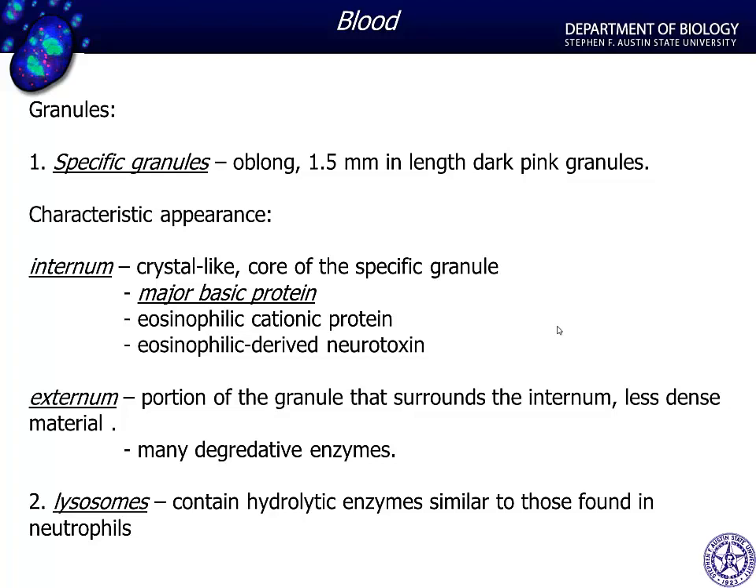And then the externum is going to be that portion that surrounds that internal crystal-like structure. It's less dense material, so it's not going to be as dark as we can see. And in many instances, the internum is going to have degradative enzymes. Those are definitely going to be present. And then other vesicles that we have that are not going to be these specific granules, much smaller, these are going to be our lysosomes.